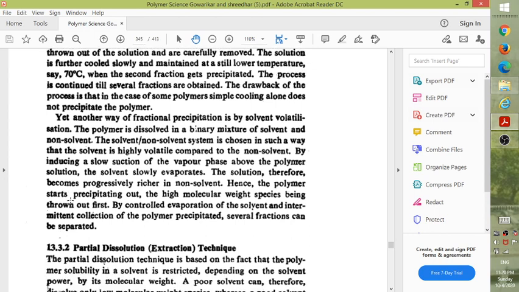And then finally, yet another way of fractional precipitation is by solvent volatilization. So the polymer is dissolved in the binary mixture of solvent and non-solvent. The solvent-non-solvent mixture is chosen in such a way that the solvent is highly volatile compared to the non-solvent. So you choose such a system of binary mixture where the solvent is more volatile than the non-solvent. Here, you just induce a slow suction of the vapor phase above the polymer solution. Slowly, that suction of vapor phase makes the solvent evaporate, and then the quantity of non-solvent increases in the solution. Hence the polymer starts precipitating out. As usual, higher molecular weight species are thrown out first. By controlled evaporation of the solvent and intermittent collection of the polymer precipitated, several fractions can be separated.